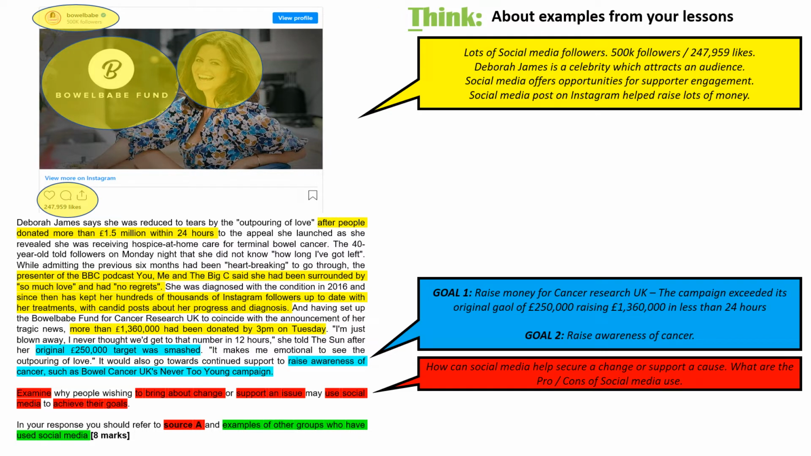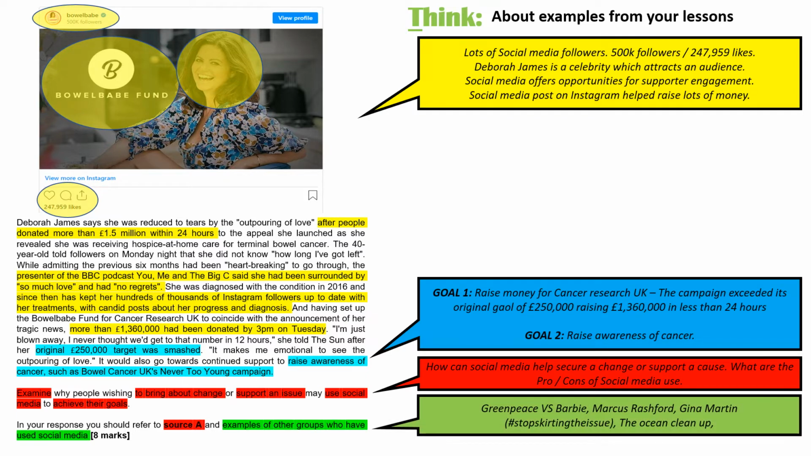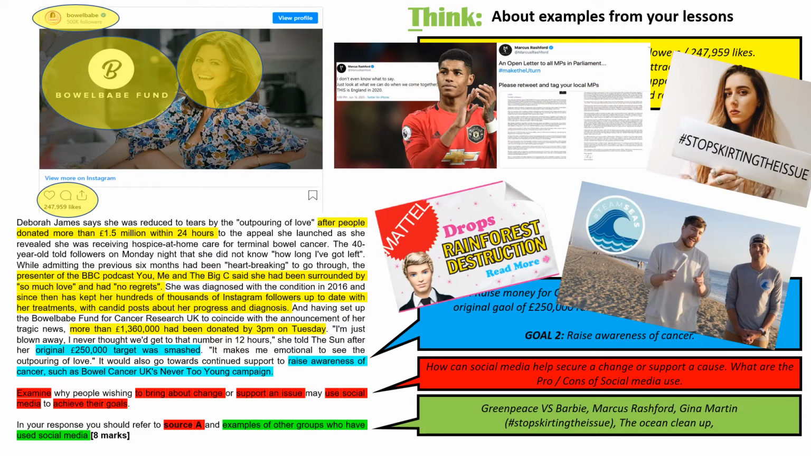Now, think is our next step. Think is bringing in other examples from your own knowledge, from your lessons, from what you've been doing in class with your teacher. And in terms of social media use, thinking about campaigns, I thought about examples like Greenpeace versus Barbie, Marcus Rashford, who used Twitter as an open platform with an open letter to target all MPs, very publicly talking about what he wanted to achieve.